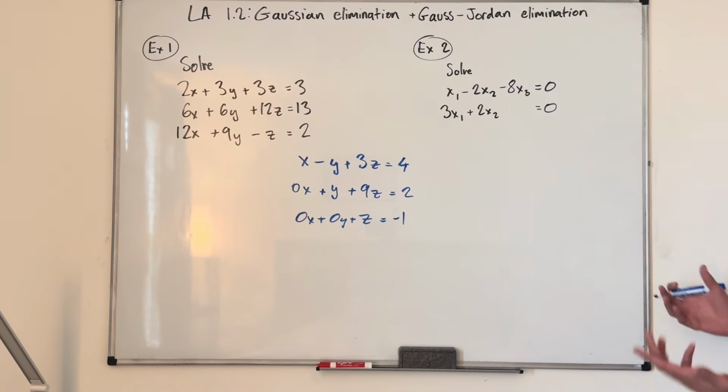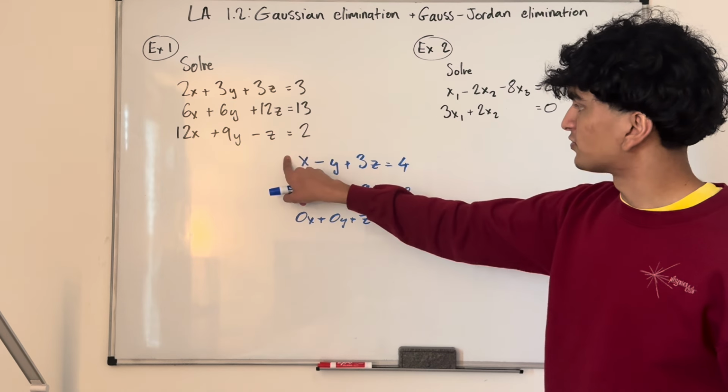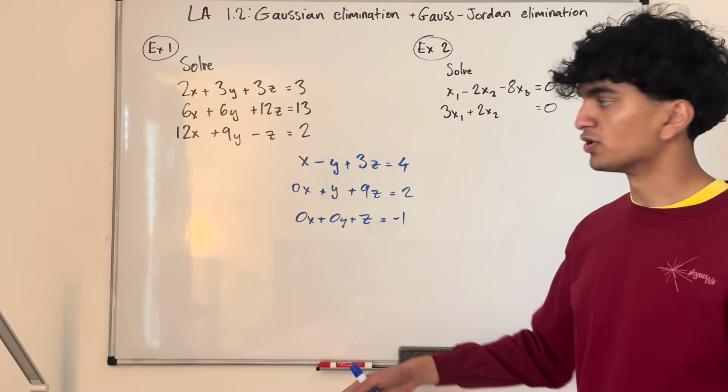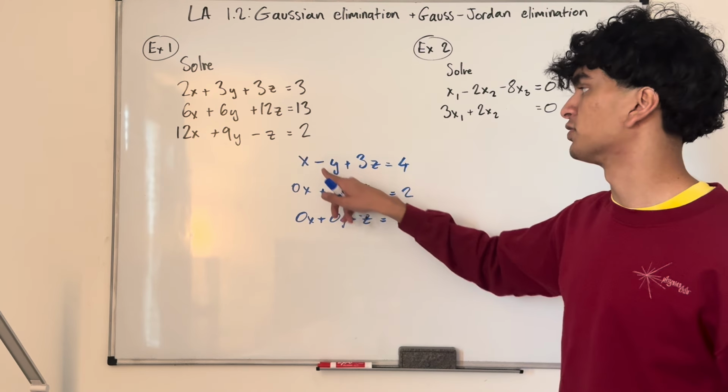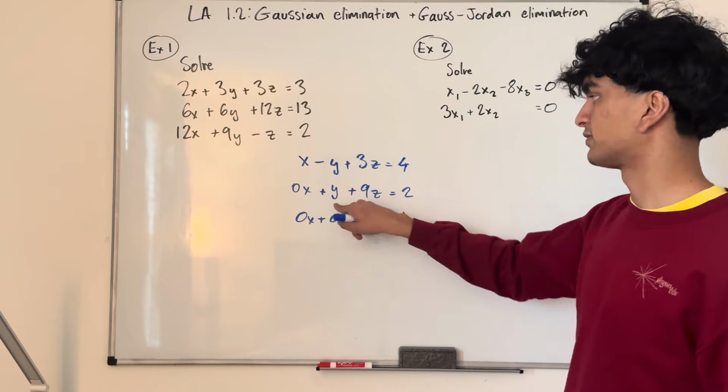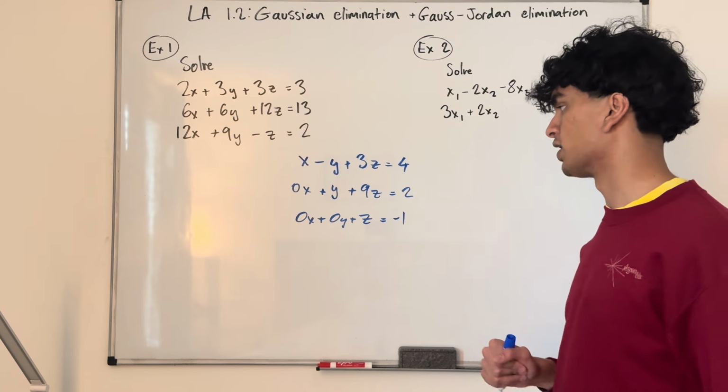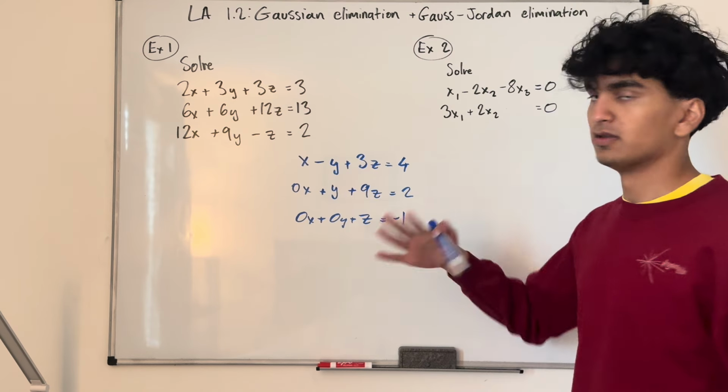And the other sort of definition is that the leading coefficient of the first variable is 1. So we have an x here, that's kind of our first variable, and the leading coefficient is 1. y is kind of our first variable here, its leading coefficient is 1. And then z, the leading coefficient is 1.